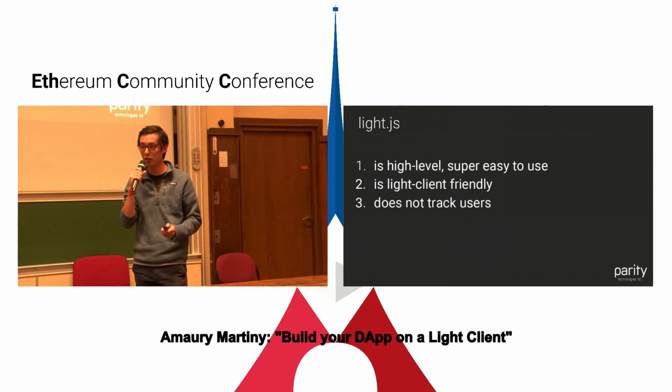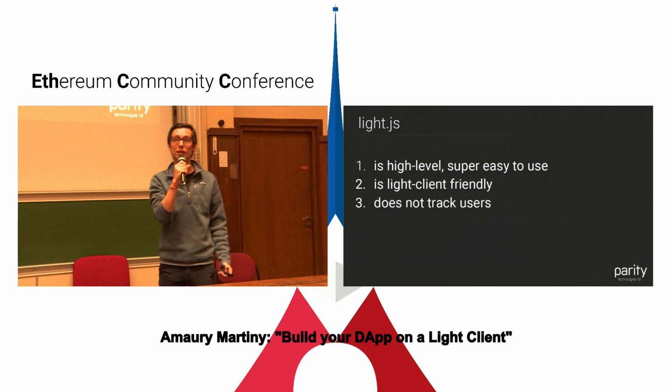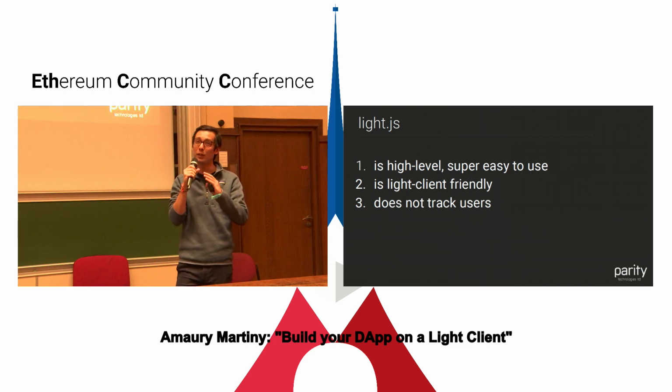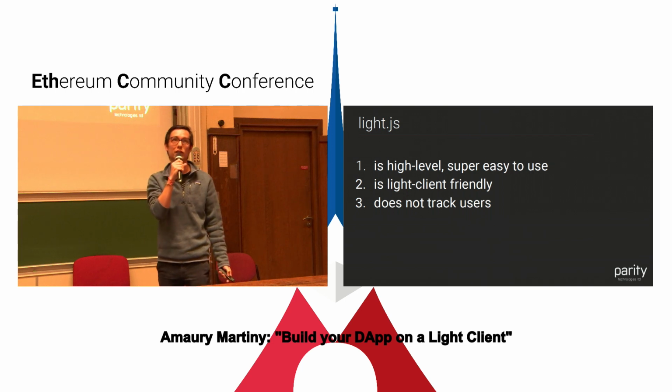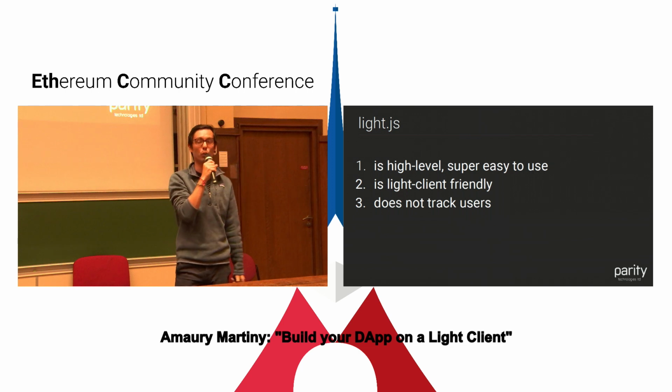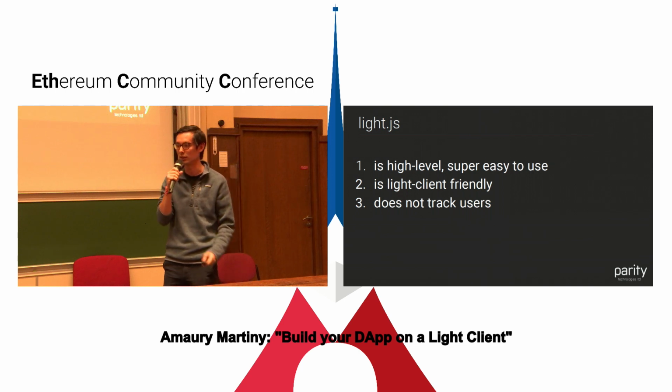There's a fourth point, but I didn't want to put it here because I don't want to advertise so much. But if you want to try today without a Light node, it's still possible. Light.js, despite the name, also works with a full node, works with MetaMask, works with Infura, works with everything. But the way we want to see the community grow is to get away slowly from these centralized services.